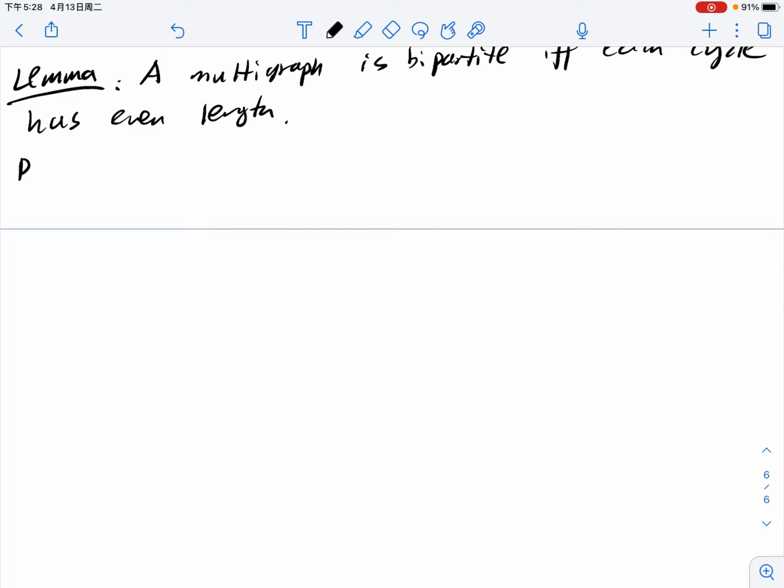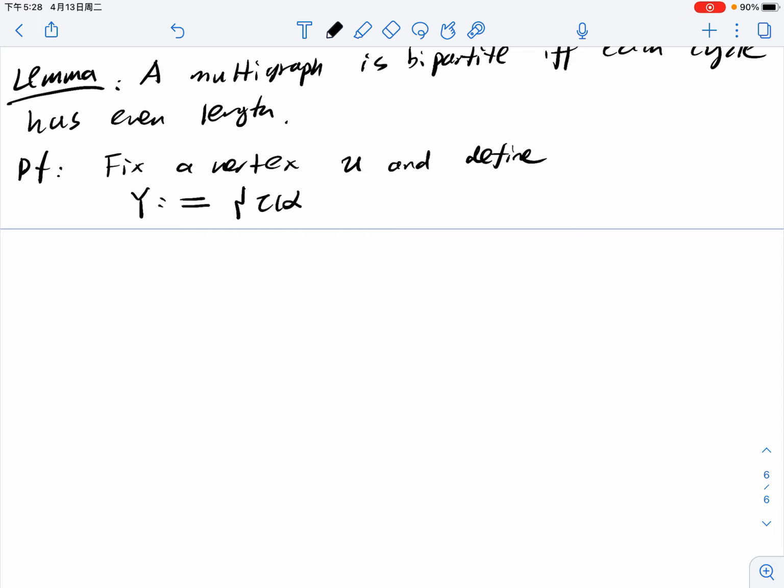Actually, we can fix a vertex, let's call this U, and define X to be, Y to be... Oh, sorry. Here we don't have a terminal. So Y.